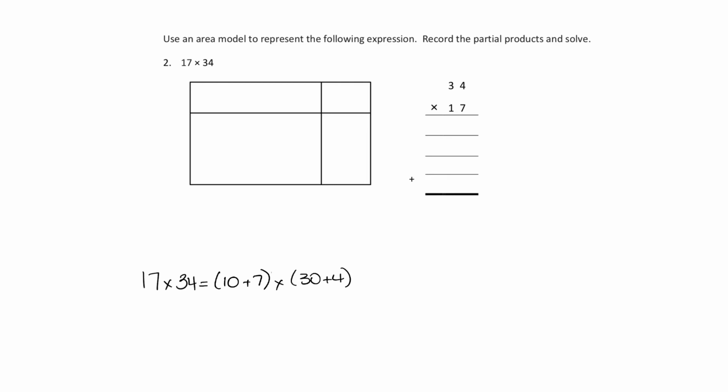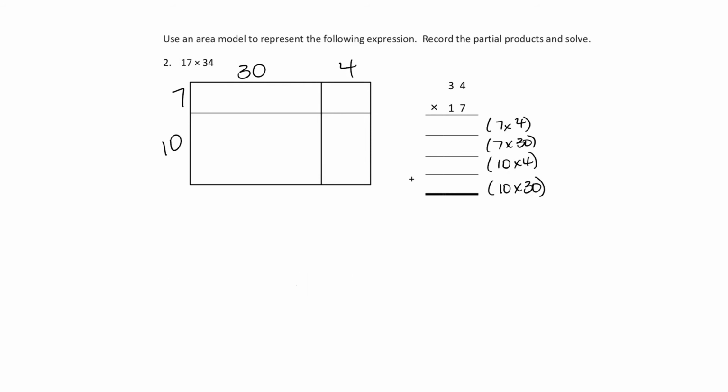Now that we have our numbers decomposed, we can place them above on our area model. We will place 10 and 7 and 30 and 4. We will start with 7 times 4, which gives us a product of 28. Next, we will do 7 times 30, which gives us a product of 210. Then we have 10 times 4, which gives us a product of 40. And finally, we have 10 times 30, which gives us a product of 300.